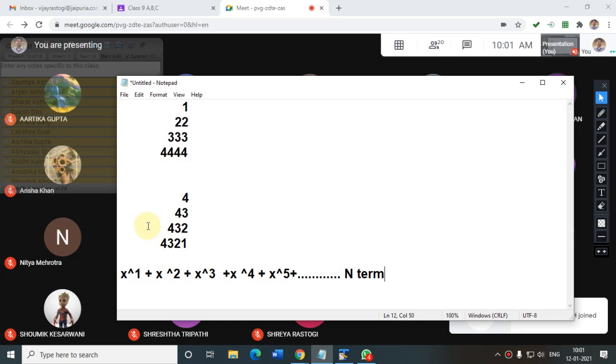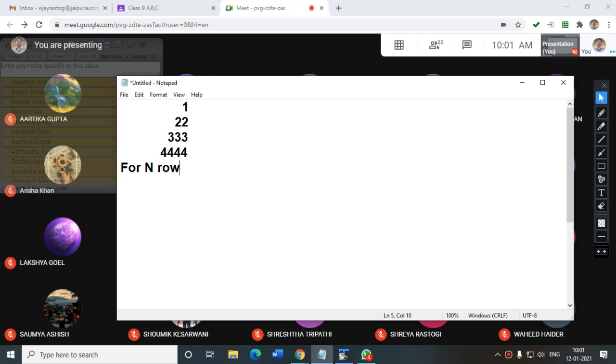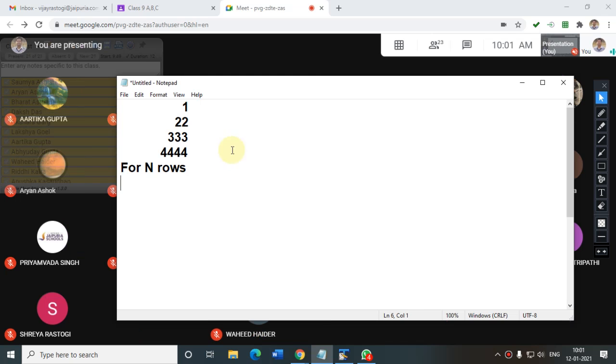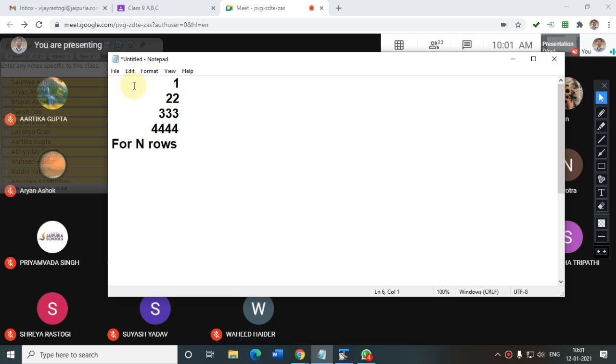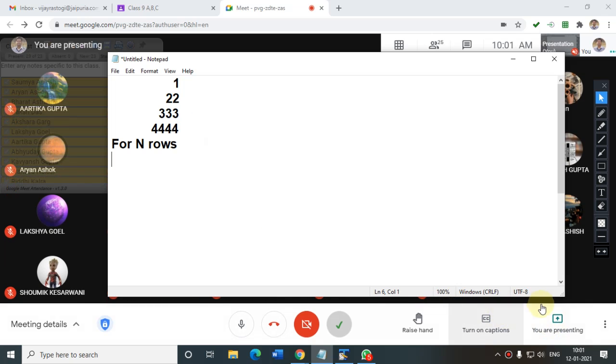Yes, sir. Okay. So now this is the first pattern which you need to try for n rows. Please try this question and paste the solution in the chat box. And this question is for everyone. This is a right side pattern. I hope we have not done this, right? Please try it fast. And now in this, the number of rows you are supposed to take input.